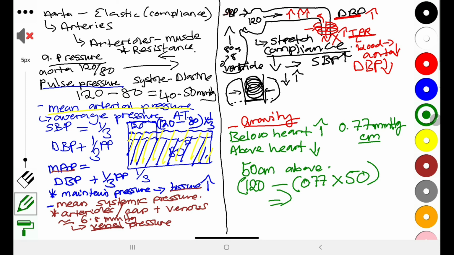If you're going to calculate in the foot, which is about 150 centimeters below the heart, and you've been told that in the heart there's a pressure of 100, you're going to say 100 plus 0.77 times 105. So you will conclude that it is about 180 millimeters of mercury.